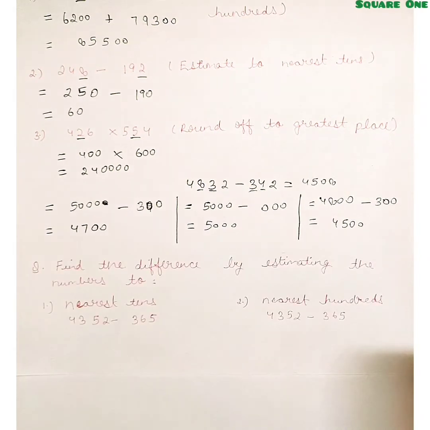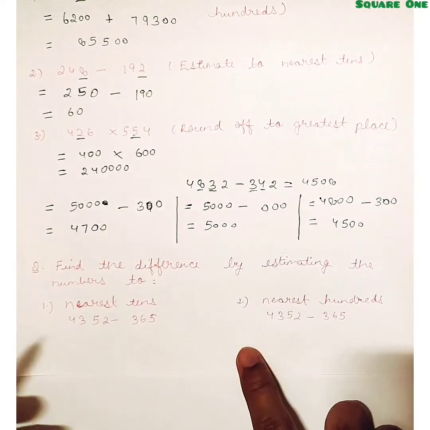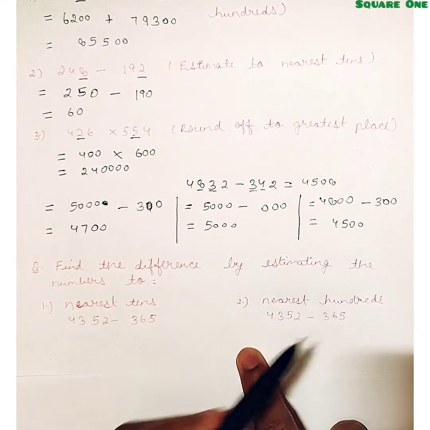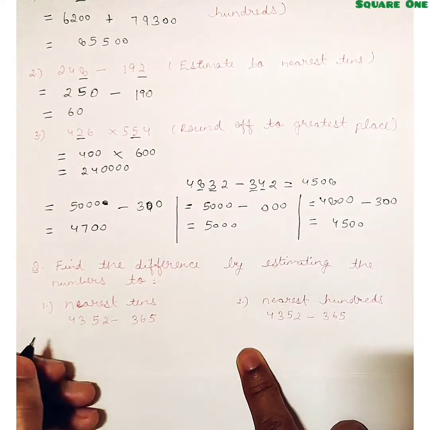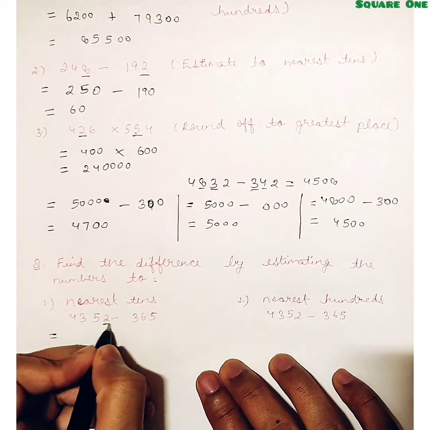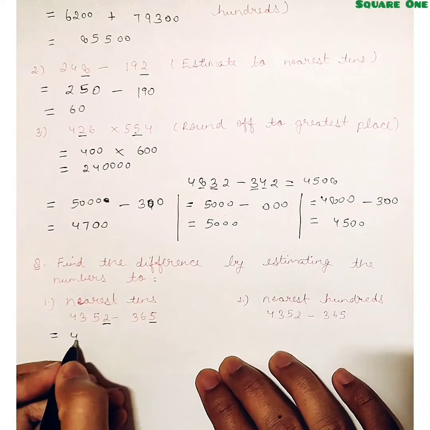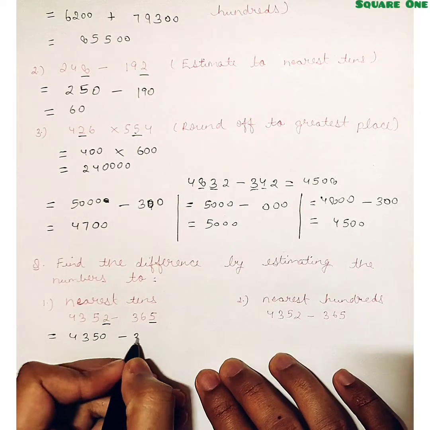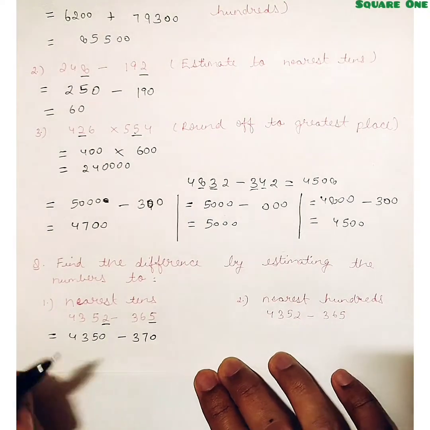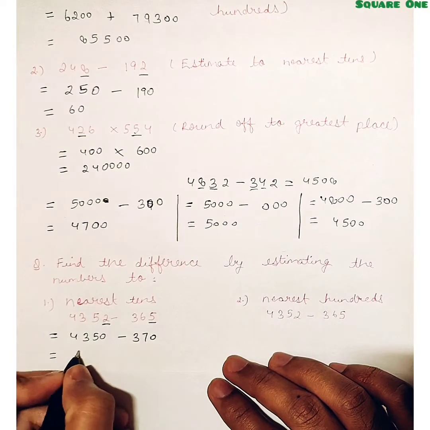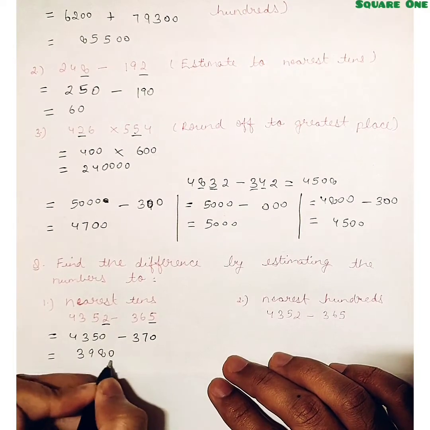In the next question, find the difference by estimating the numbers to nearest tens, and in the second part to nearest hundreds. The numbers are the same in both the questions. Let us do the solutions. Nearest tens, that means we have to look at the ones digits. 4352 becomes 4350 and 365 becomes 370. 1 is added to 6, 5 becomes 0. The solution will be 3980.